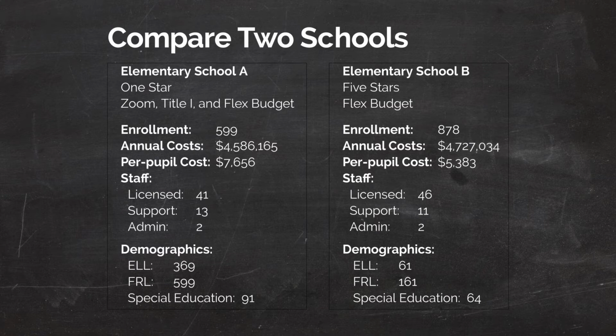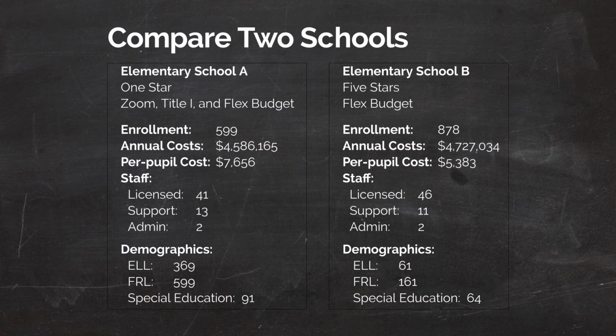On an annual basis, they seem to receive a similar amount of expenditures. Elementary School A receives approximately $4.5 million in annual costs. Elementary School B receives approximately $4.7 million in annual costs. But if we look at that on a per pupil basis, something very interesting happens. The per pupil cost of Elementary School A is $7,656, while the per pupil cost of Elementary School B is $5,383.